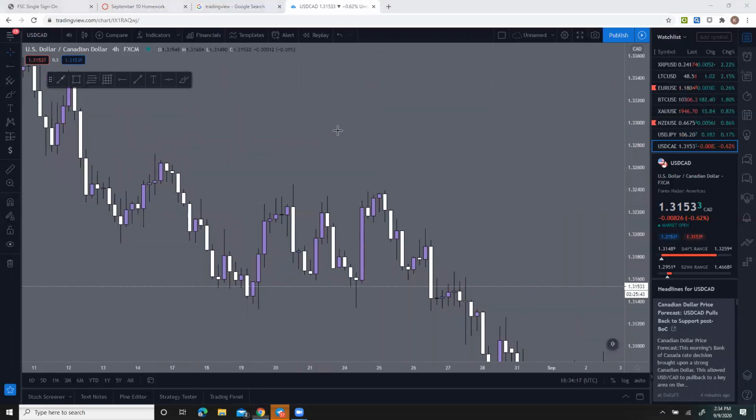Okay. Hit me up with your questions before we start marking charts up. I'm only going to mark a couple up. What's the difference between this and Rifleman, playing off the order block? What's the difference between this and order blocks?